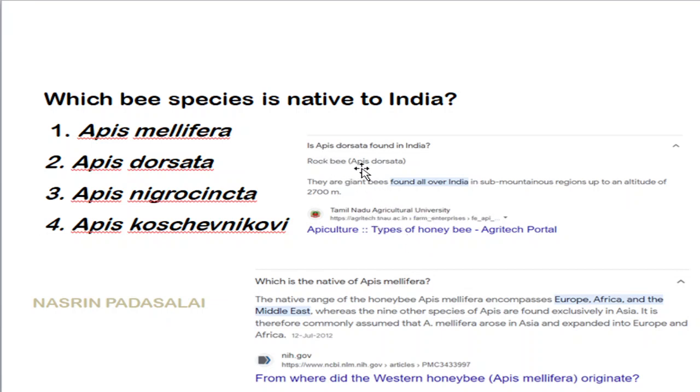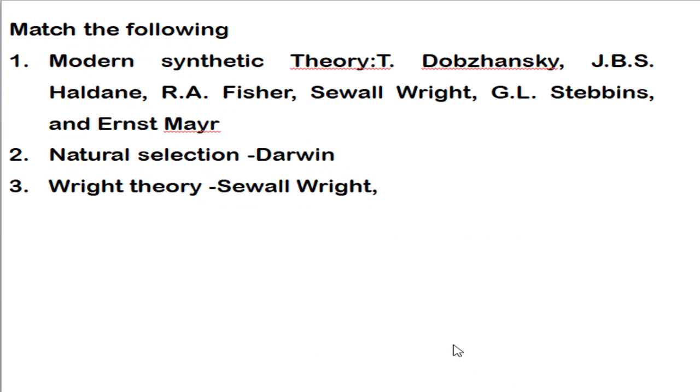So you can find this Apis dorsata. It is also called the rock bee, and it is found almost in all of the Indian subcontinent. Whereas Apis mellifera is generally located in Europe, Africa, and the Middle East. Okay.